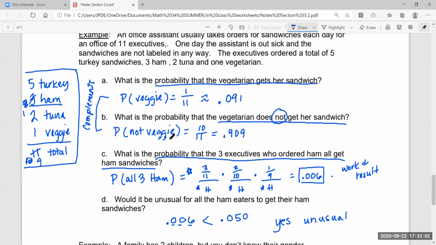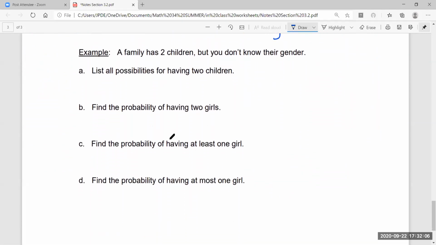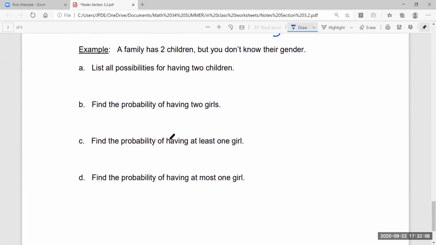All right, I think we have one last example here. And this example, I don't know that you're going to have one like it in this book. Our other book did examples like this, but I just want to show you kind of how this works. It says you have a family and they have 2 children, which is my family, but you don't know their gender. Now, I think I told you I have 2 boys. First thing it says, list all the possibilities for having 2 children.